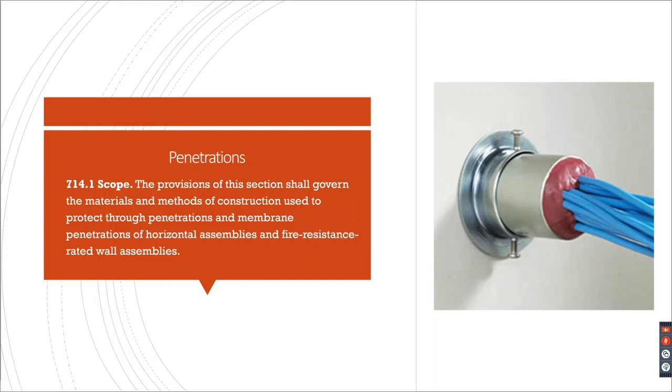So when you're reading through the code, make sure that you're looking at the right one. Are you looking at through? Are you looking at membrane? Or do you have to look at a combination because of your type of penetration? And then also, where is it? Is it in the horizontal assembly, the floor ceiling, roof ceiling assembly, or the rated walls?